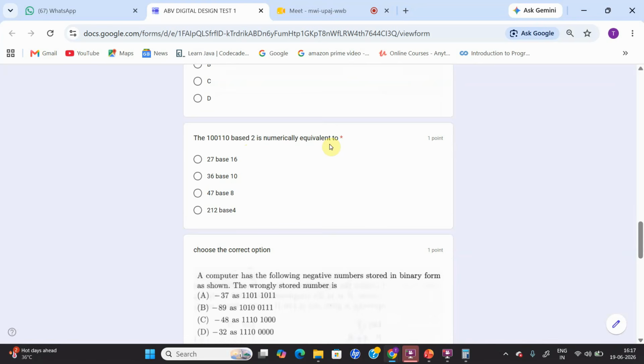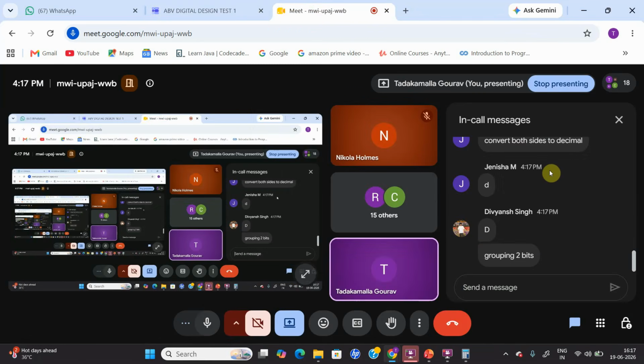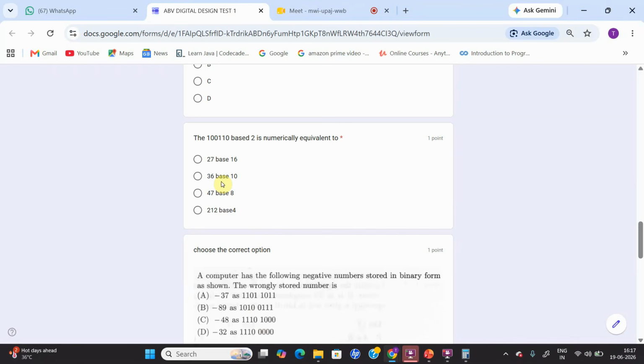10110 base 2 is numerically equal to, you can manually convert it into 27 base 16 and you can basically cross verify your answers. So what is the answer you're going to get for this particular question? 100 base 2 is numerically equivalent. Option D. Yes, exactly. Correct. 212 to the base 4 is the correct option.